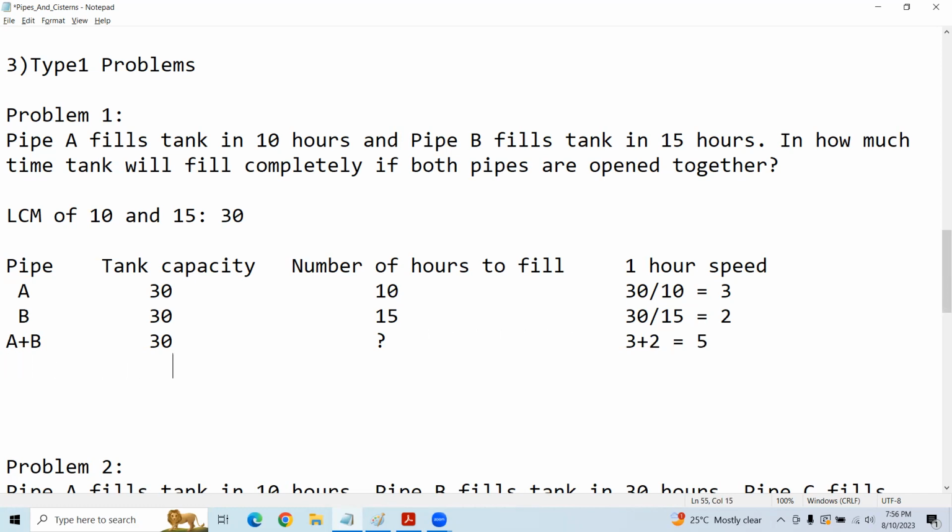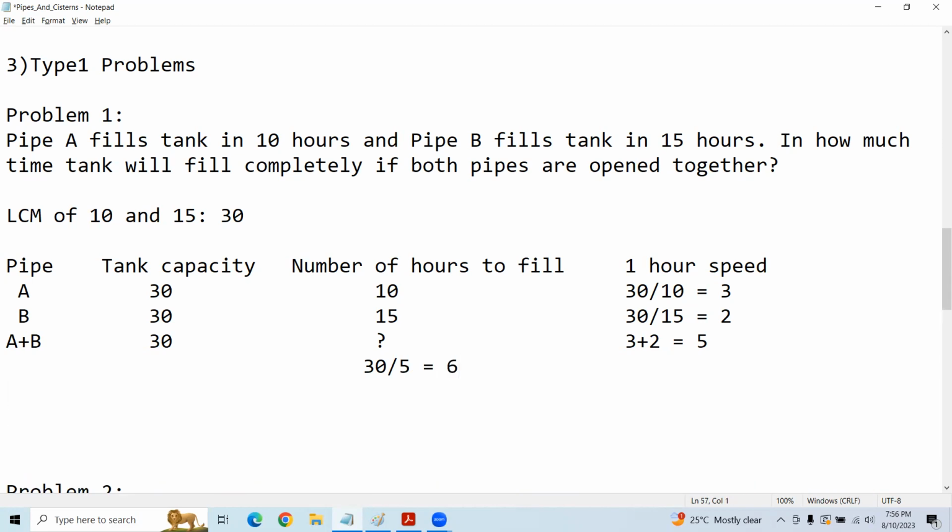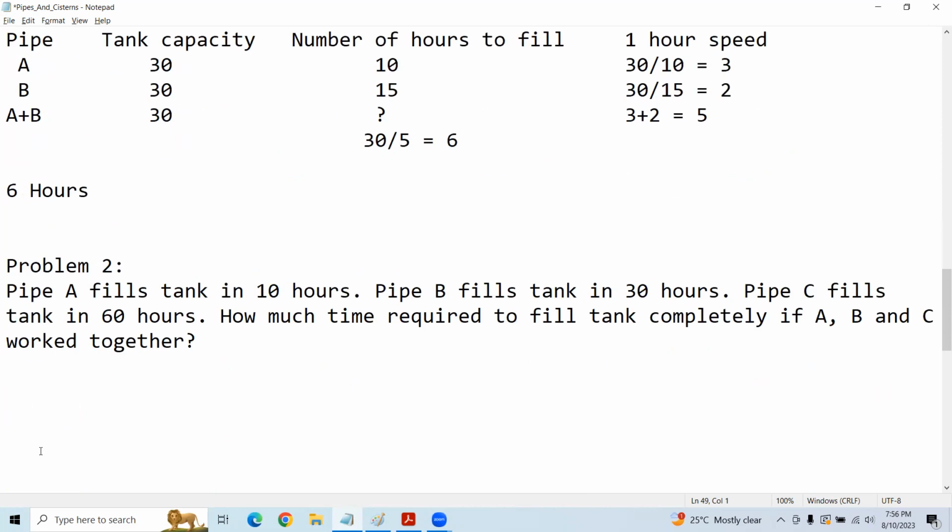So you can see here, if in 1 hour A plus B is filling 5 liters, for 30 liters it will require 30 divided by 5. 5 6s are 30. So in 6 hours, our tank will be filled completely. Let's look at a similar example.